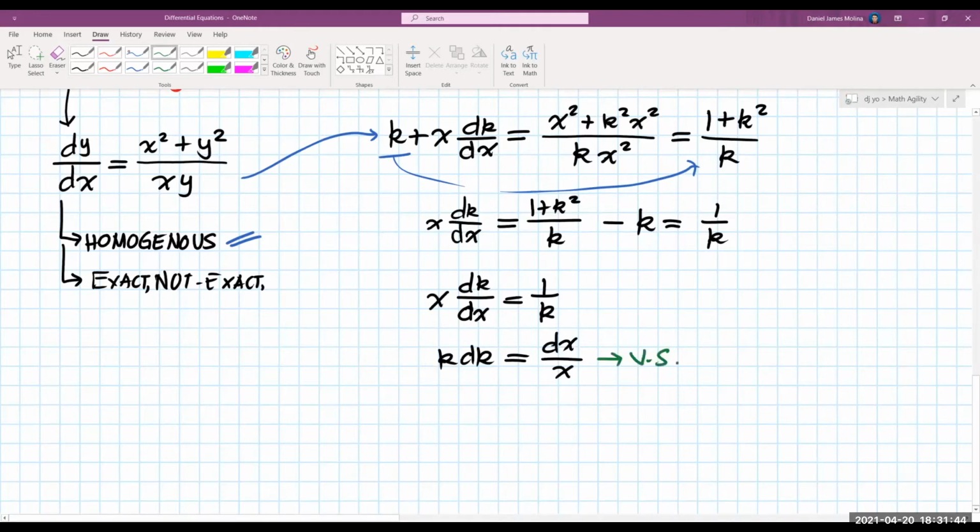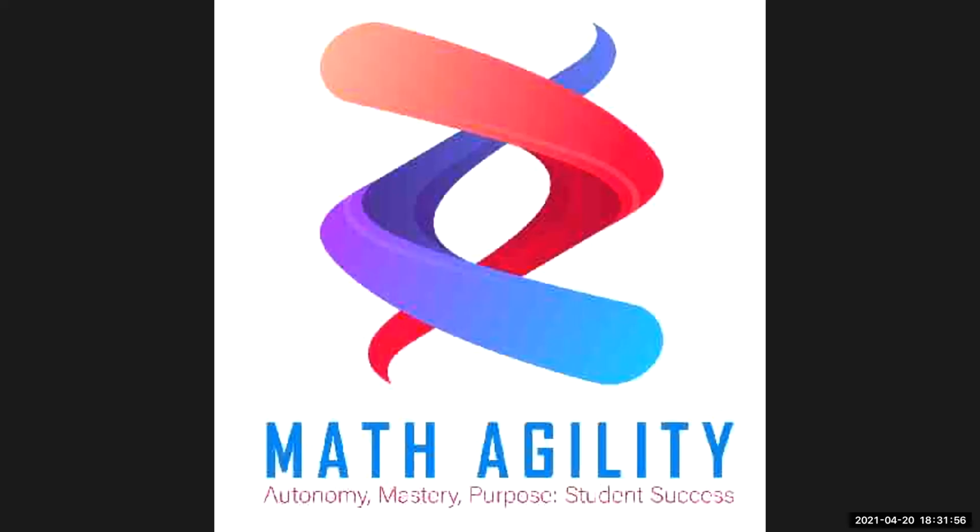Integrate this. So the integral of the left is 1/2 k squared. That is equal to the integral. Okay. I think DJ was disconnected from the Zoom link. Okay, let me just share again my screen. I will wait for him to come back.